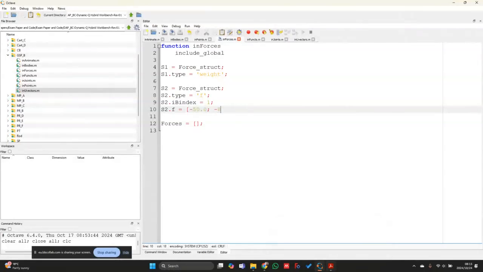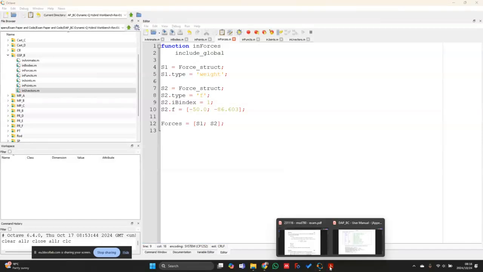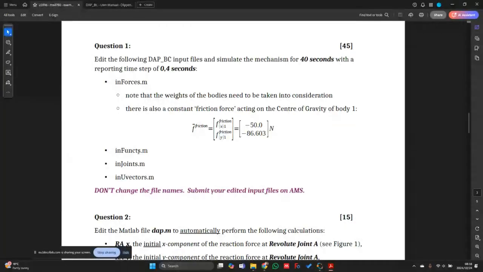Separated by a semicolon, so minus 86.603. Okay, so now I've defined both the forces. Now I just have to go and group them together over here in this forces that I have over here. Okay, so then in forces is done. Then the next one that I have to go and change is in functs, in joints, in U vectors.